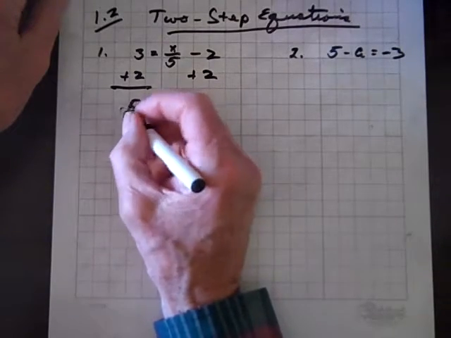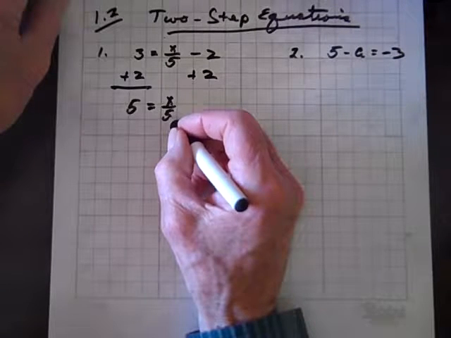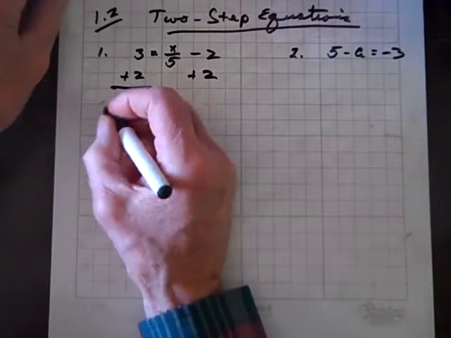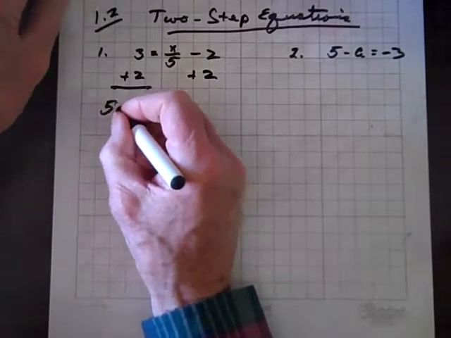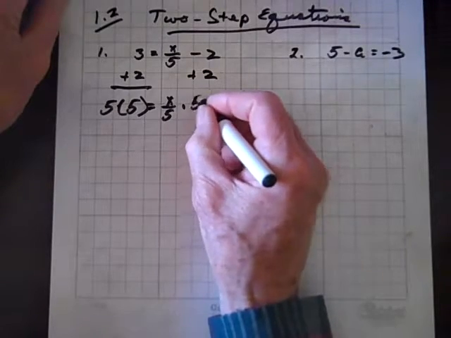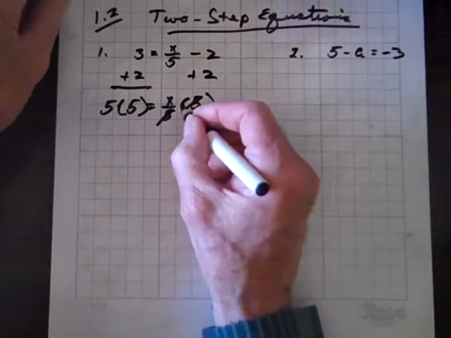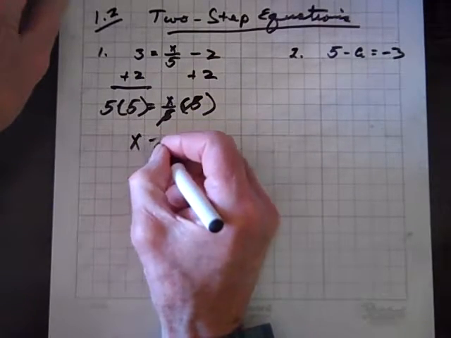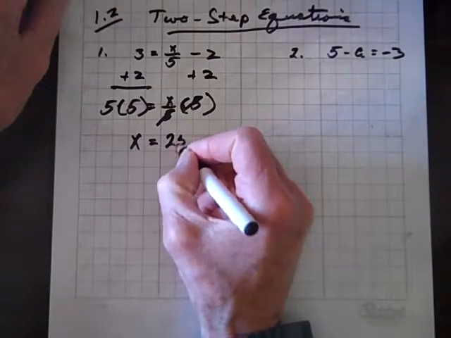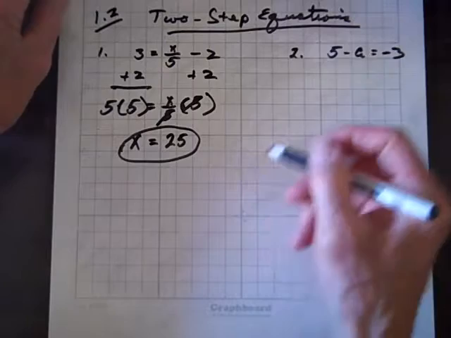And so, as we've done before, we'll multiply both sides by the reciprocal of 1/5. And that's 5 times 5 and times 5. And now the 5's divide out and we get x equals 2, and 5 times 5 is 25, and we're done. Took a couple steps, but we did it.